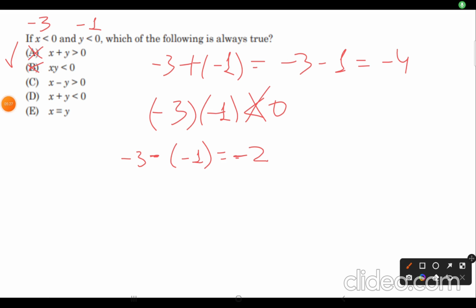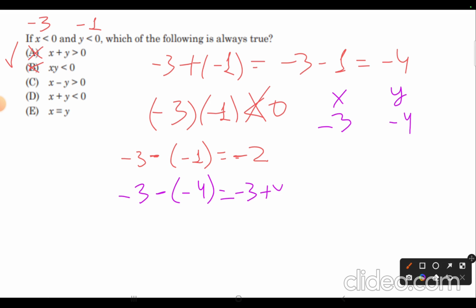Sometimes it can be greater than 0 if we use negative 3 for x and let's say negative 4 for y. And when we subtract minus 4, it will be plus, and we have negative 3 plus 4 is 1. Sometimes it's positive, but sometimes it's negative. That's why we can't say it is always like that. So it's not the case.